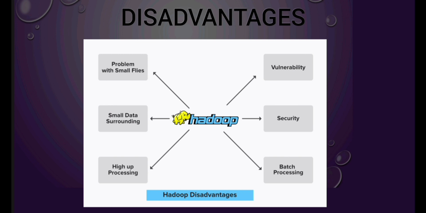Higher processing. Read or write operations in Hadoop are immense since we are dealing with large size data, that is, in TB or PB. Supports only batch processing. Batch processing is nothing but processes that are running in the background and do not have any kind of interaction with the user.